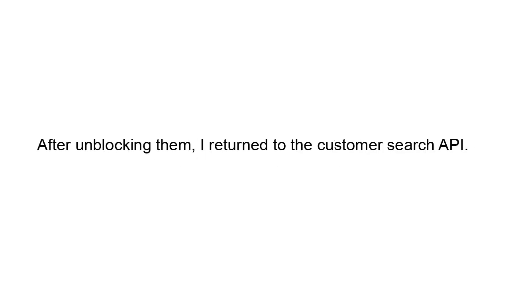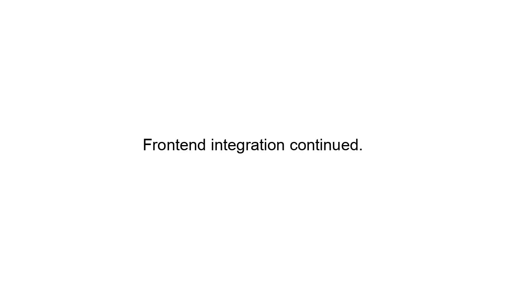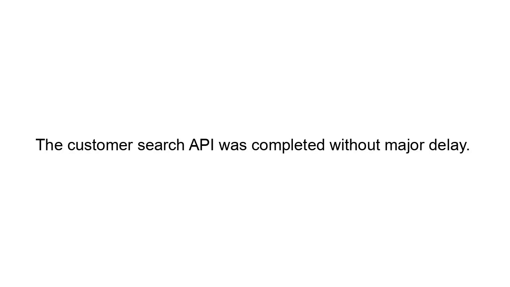After unblocking them, I returned to the customer search API. I also informed the product owner that I had handled 2 team blockers first because they were stopping parallel work. Result: front-end integration continued. QA testing resumed. The customer search API was completed without major delay.